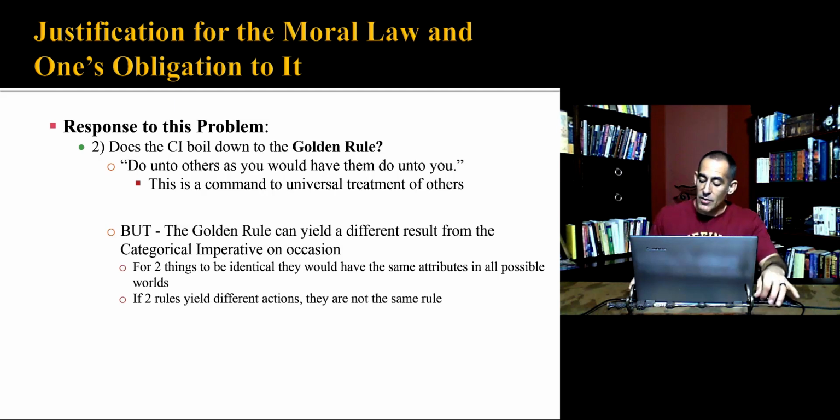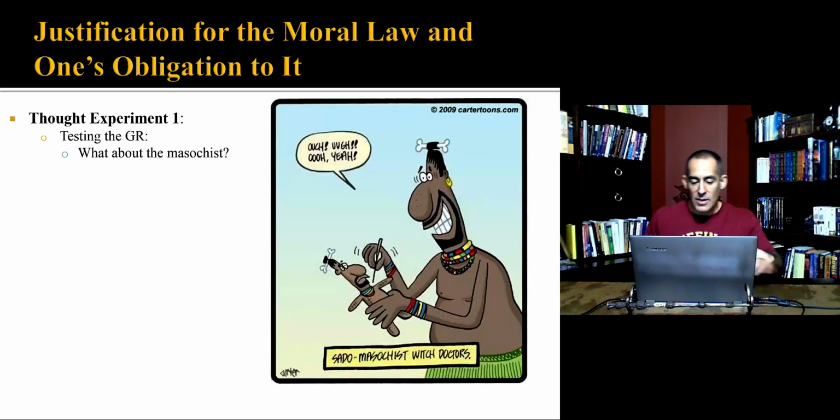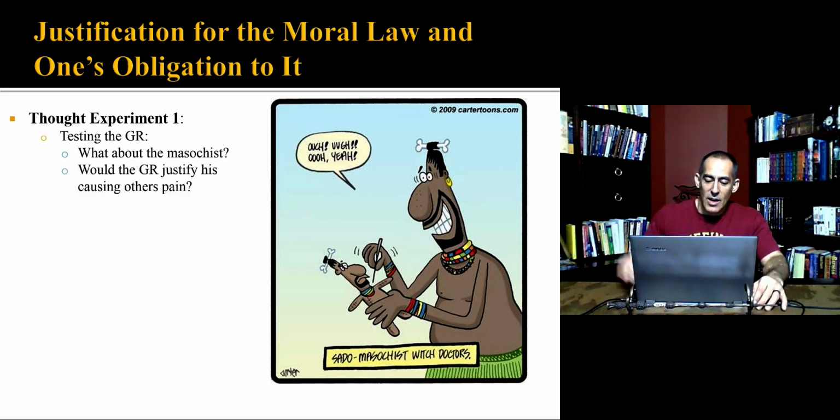So you can try to think if the categorical imperative would lead you to do something different than the golden rule would. You could do a basic thought experiment. You could decide for yourself if this is a good one. But testing the golden rule, what about the masochist? I love these types of cartoons. Do unto others as you would have them do unto you. What would the masochist, how would he treat other people? Would the golden rule justify the masochist causing pain to other people?